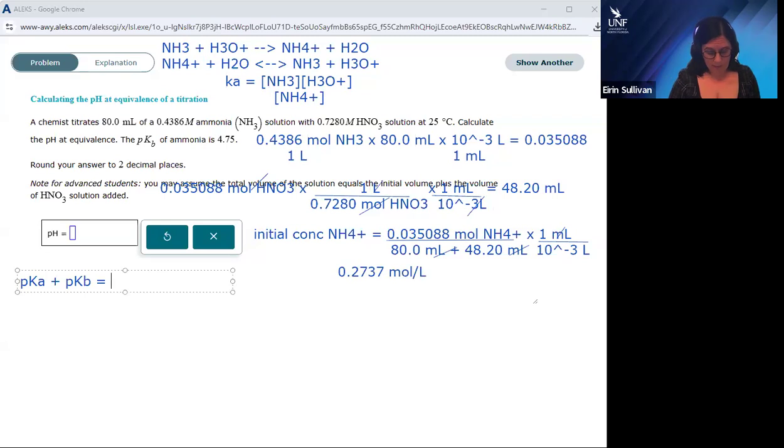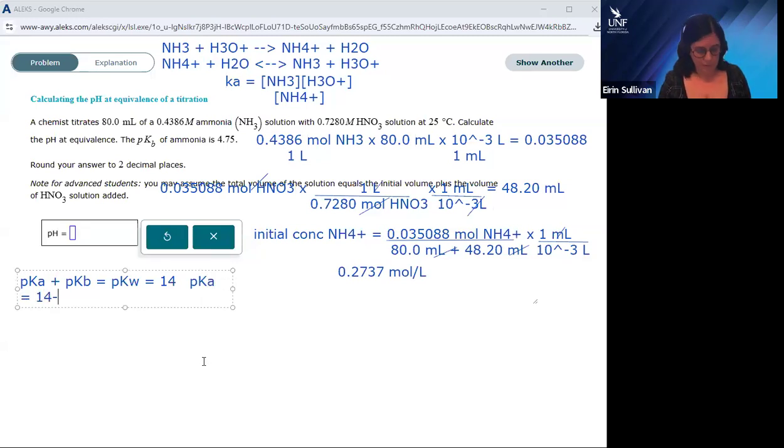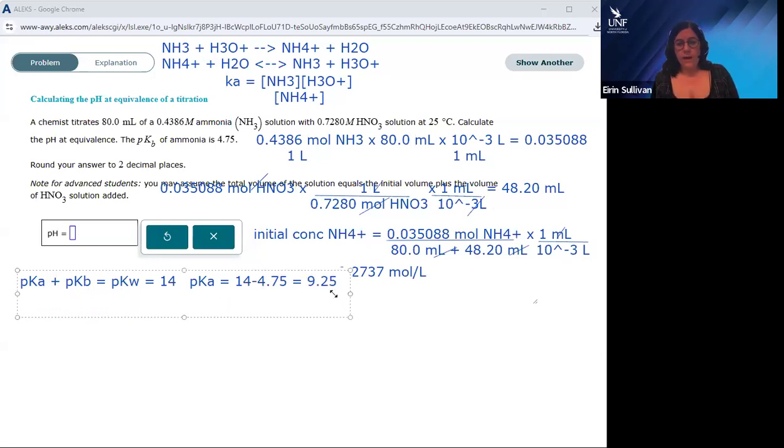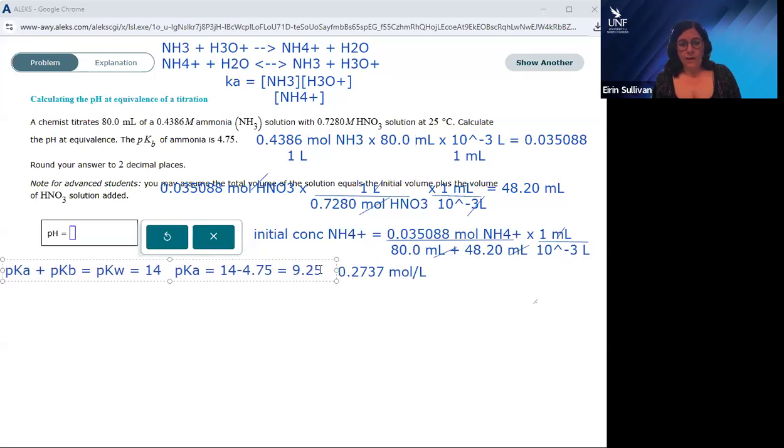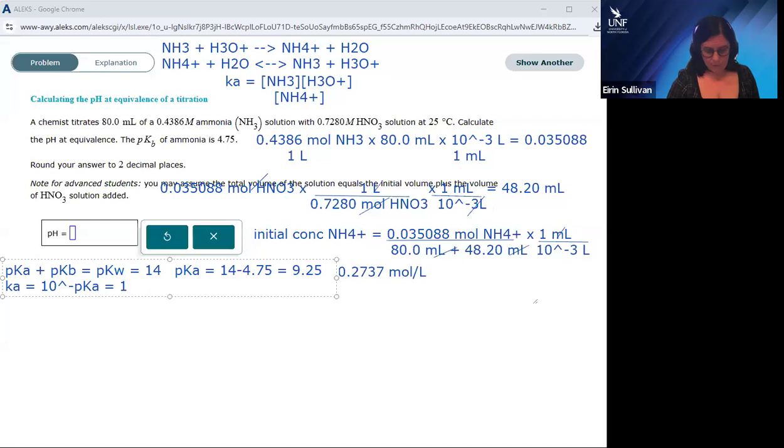pKa plus pKb is pKw, which is 14. So pKa is going to be 14 minus whatever pKb was, which is 4.75. That gives me pKa of 9.25, but I don't want pKa, I want Ka, and we know what P means. P means minus log, so Ka is going to be 10 to the power of minus pKa. So 10 to the power of minus 9.25 gives me Ka, 5.62 times 10 to the power of minus 10.